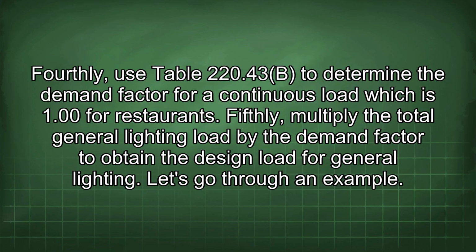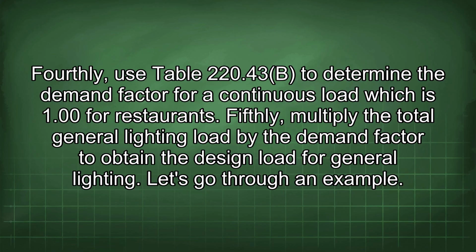Fourthly, use Table 220.43(B) to determine the demand factor for a continuous load, which is 1.0 for restaurants. Fifthly, multiply the total general lighting load by the demand factor to obtain the design load for general lighting.